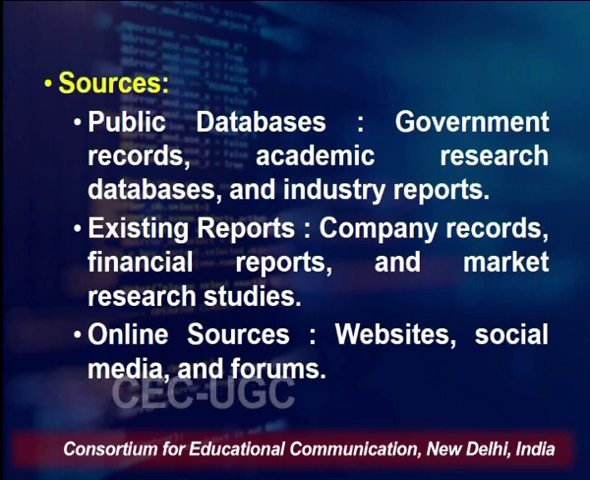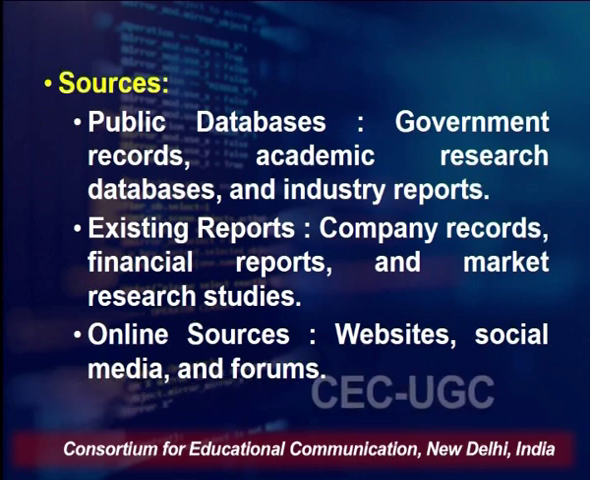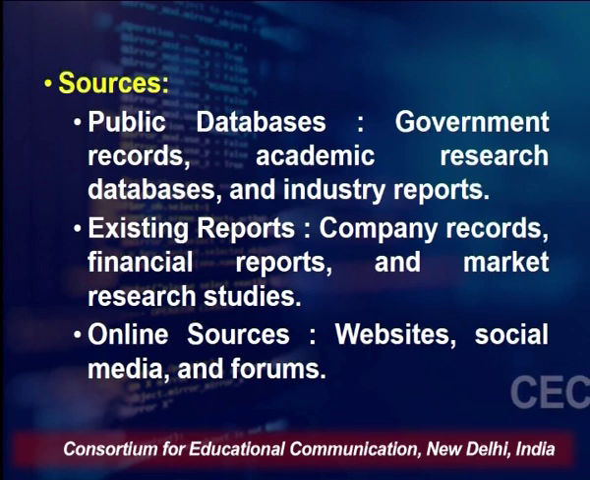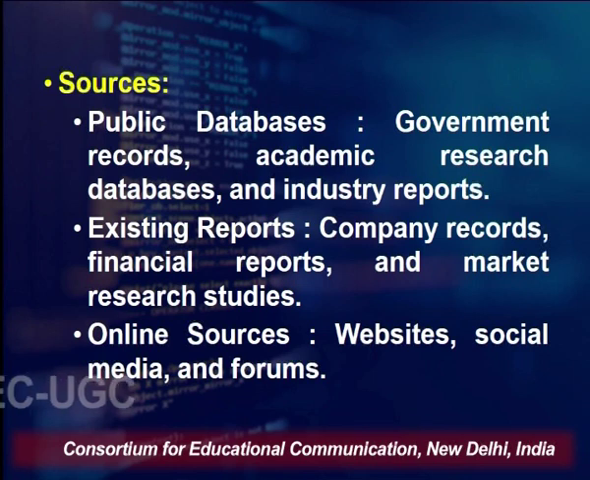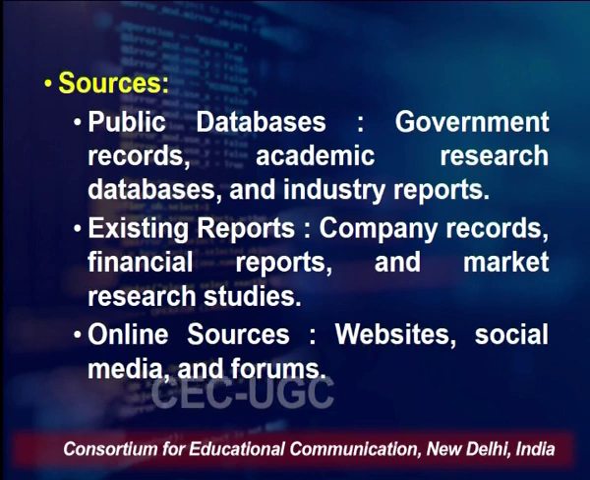The main sources of secondary data are public databases like government records, academic research databases or industry reports. Then there are other existing reports, such as company records, financial reports and market research studies. There are also multiple online sources, like websites, relevant social media pages or different kinds of forums. So, there can be various sources from which secondary data can be collected.